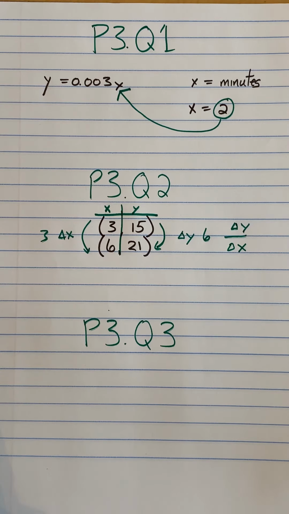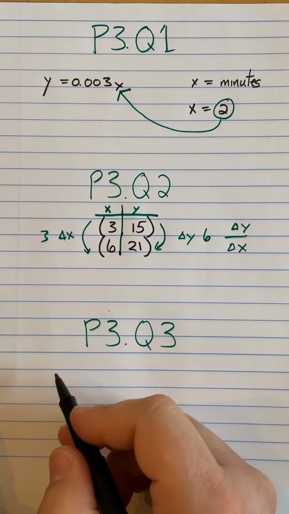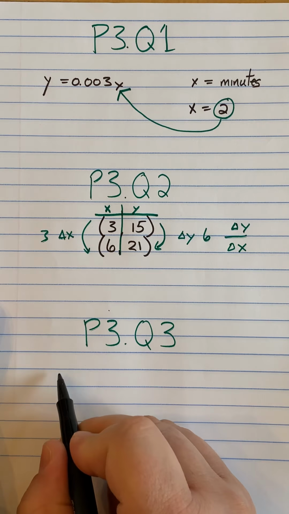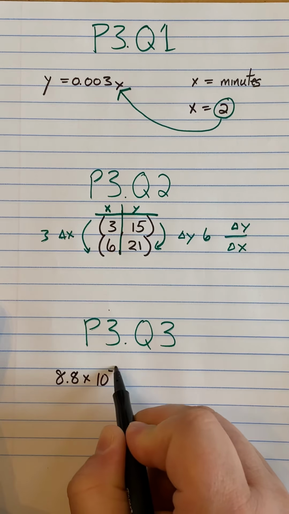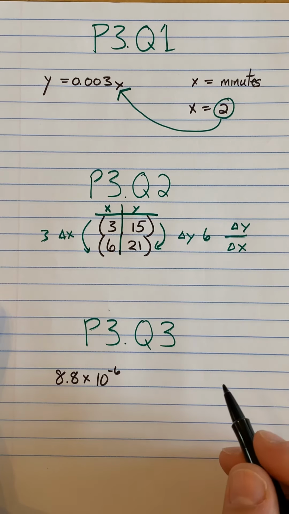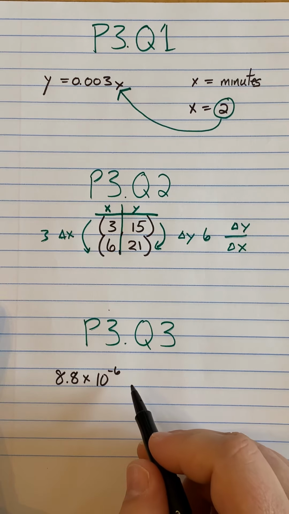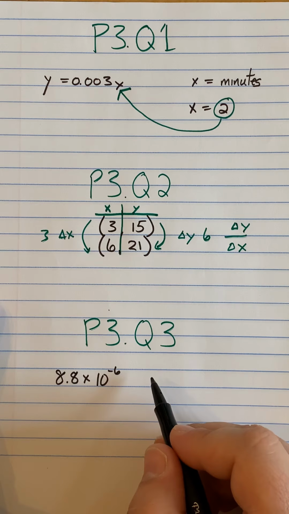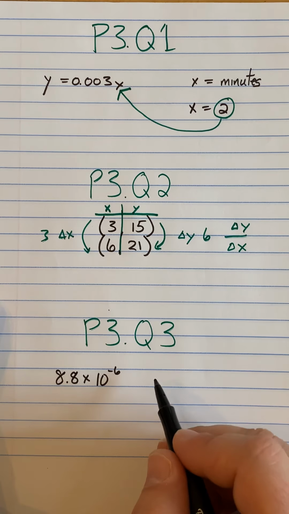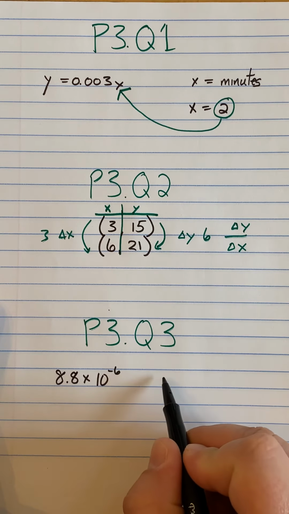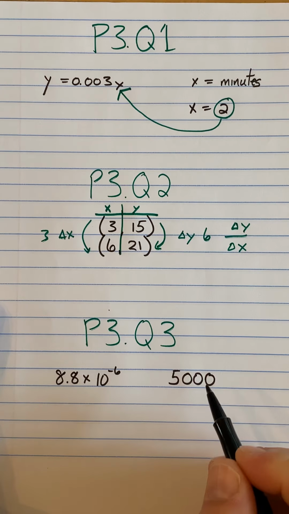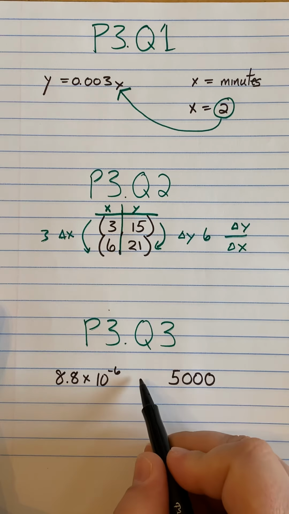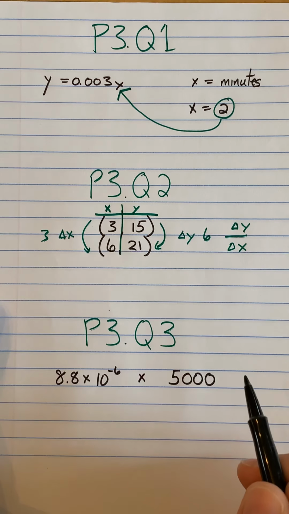The last question for today, they tell you that we have an ant that weighs 8.8 times 10 to the negative 6 pounds, okay? Be a very small number. And it can carry 5,000 times its weight, right? So that word times is there is going to be a clue. So what do we need to do to figure out what is a number 5,000 times heavier than this? Well, you've got it. We have to multiply.